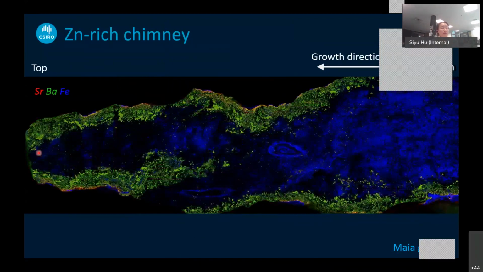Also, the strontium and barium distribution can give us a good idea of how the seawater interacts with the chimney, because they show very strong seawater signatures. We can see the strontium and barium usually form as barite. They only occur on the boundaries of the chimney, and some infiltrate into the center. This shows how the seawater infiltrated into the chimney. It only went this far and didn't go any further.